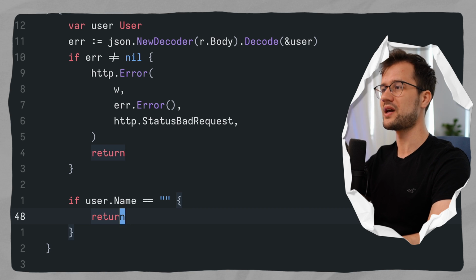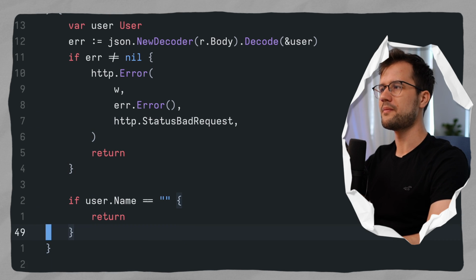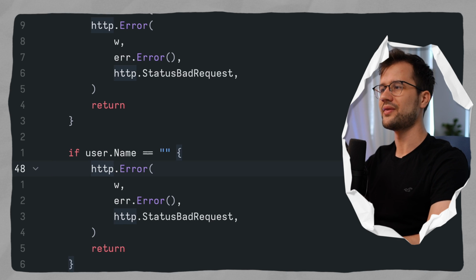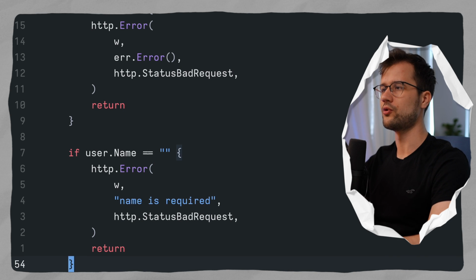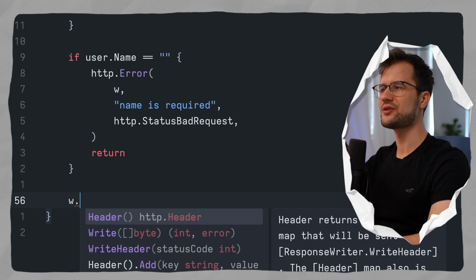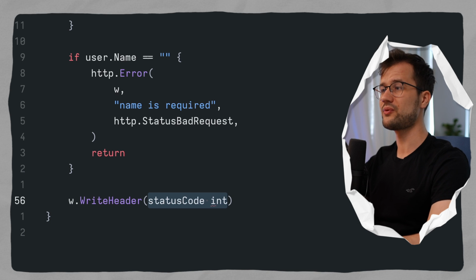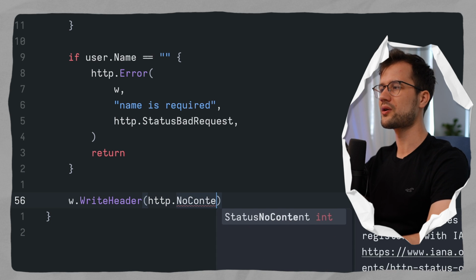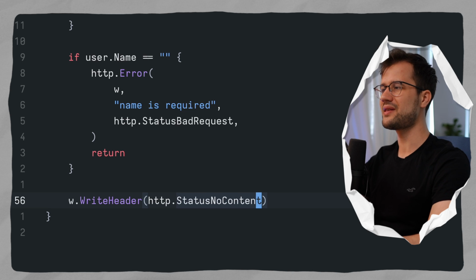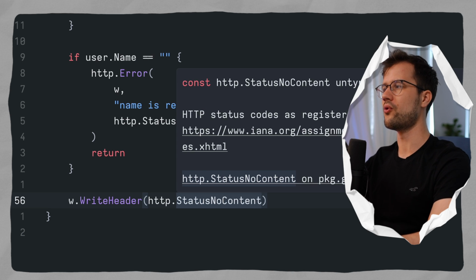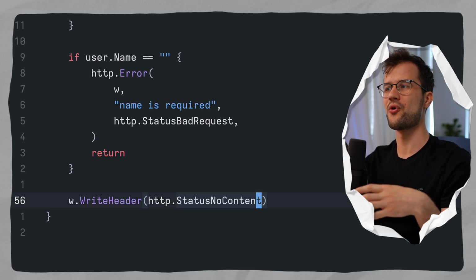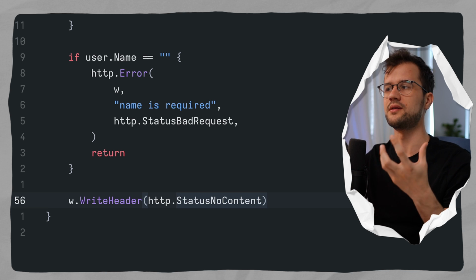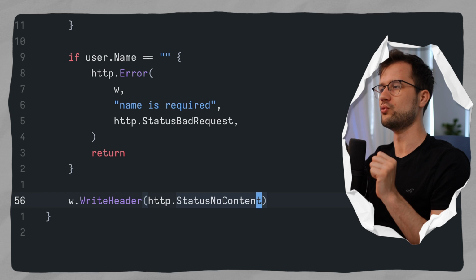So we're just going to say return, and then we can copy the bad request error from above. And here, instead of using the error directly, we can just say name is required, right? Pretty simple, pretty easy. All right, and in the end, we are just going to say write header, and we are going to make use of the no content status, which in the end is just the 204 integer here. Now obviously you can enhance this specific endpoint by returning the response of the newly created user, but I'm going to keep it really simple.